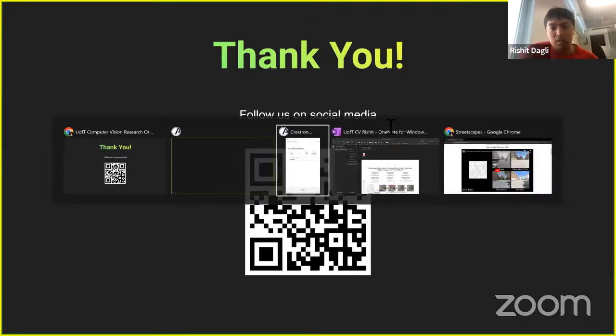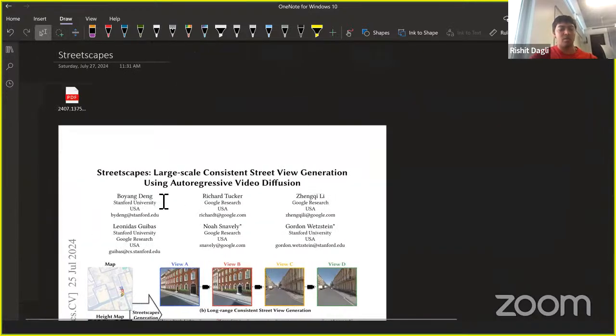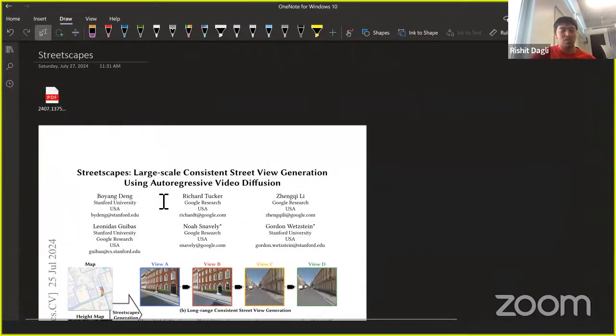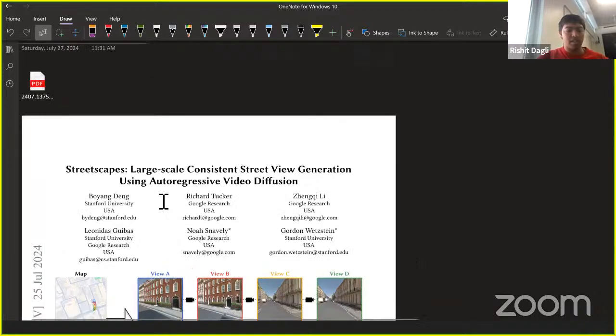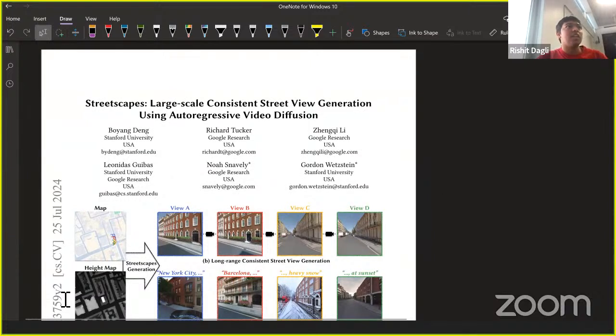So this is a paper that I had been reading and I thought was interesting. So yeah, this is what I'll be sharing about for today. And this is also a pretty recent paper, 25th July. And essentially they try to solve a very interesting problem.